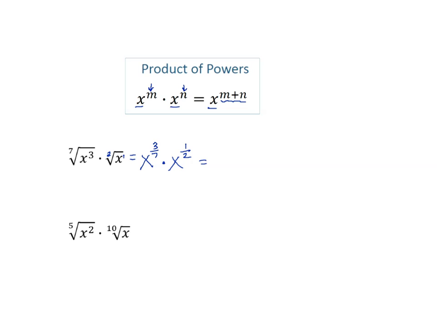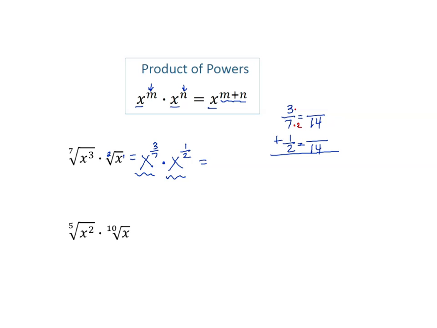So now we know that if we have x to the 3/7 times x to the 1/2, our bases are the same, so we just have to add our exponents. I'm going to do that over here off to the side. I'm going to have 3/7 plus 1/2. We need a common denominator, so go ahead and think about what that common denominator would be for a moment. And now we need our numerators. So think about what those would be.